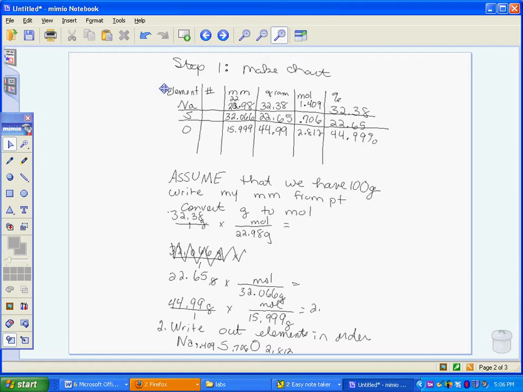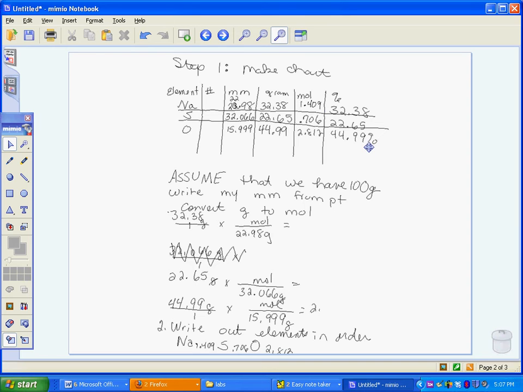One heading is called elements, and this is the number of elements. The MM stands for the molar mass. We get this from the periodic table. And this is how many grams that we have of this particular element. This is how many moles we have of that particular element. This is the percentage of that particular element. Now, they don't have to exactly be in this order.